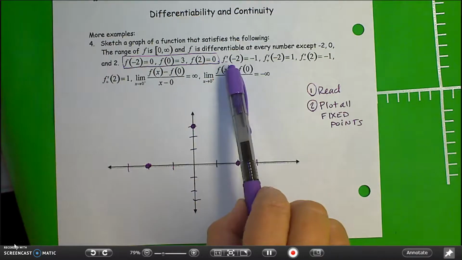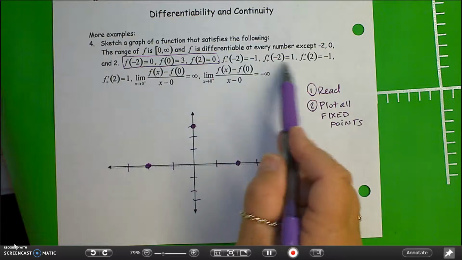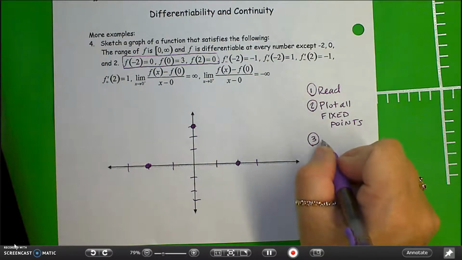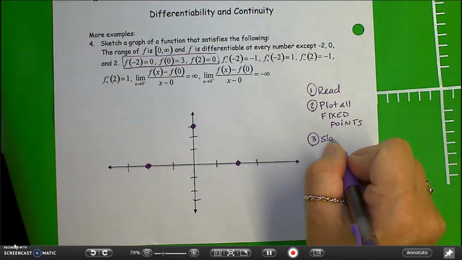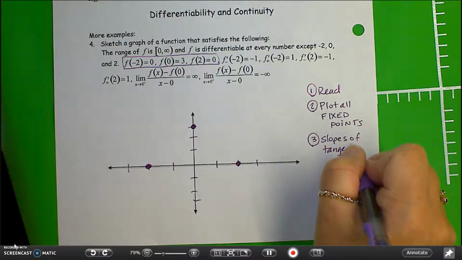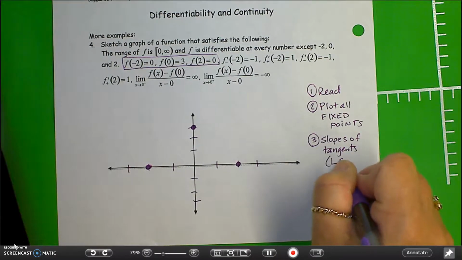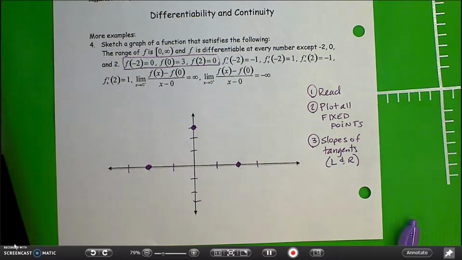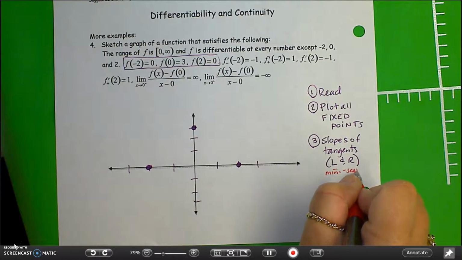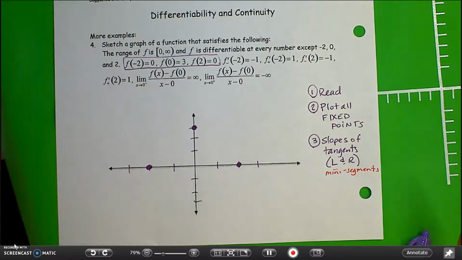Next thing you want to do is look at your derivatives. These are slopes of the tangent lines from the left and right. So what we want to do is sketch out slopes of the tangents from the left and right. What I'm going to do here is put in little mini segments because I don't want to connect right away. I'm just going to put in little miniature slopes. You'll see what I mean in just a second.